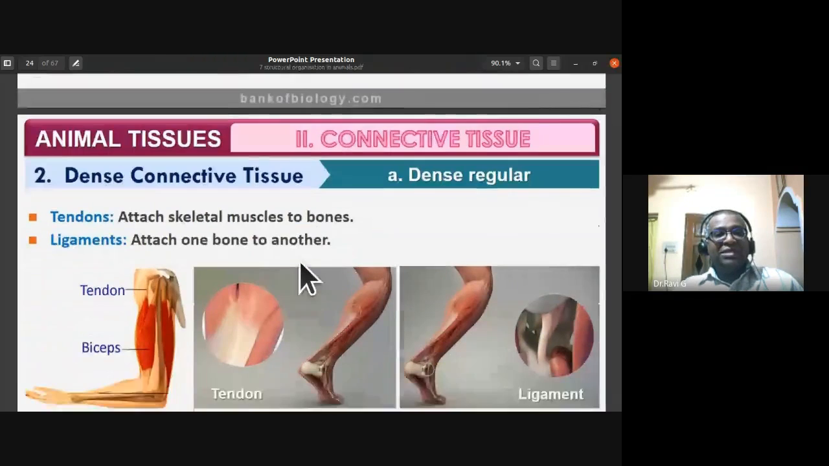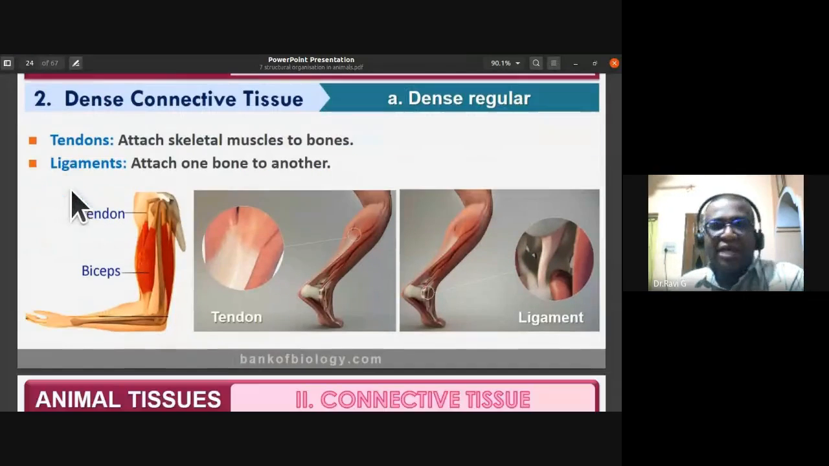And ligaments, see here you have the tendons. They are going to attach skeletal muscles to the bones. And what type of fibers do they have? They are going to have the collagen fibers. Ligaments attach one bone to, see, this is the tendon. So the skeletal muscles are attached to the bones, okay, by the collagen fibers.